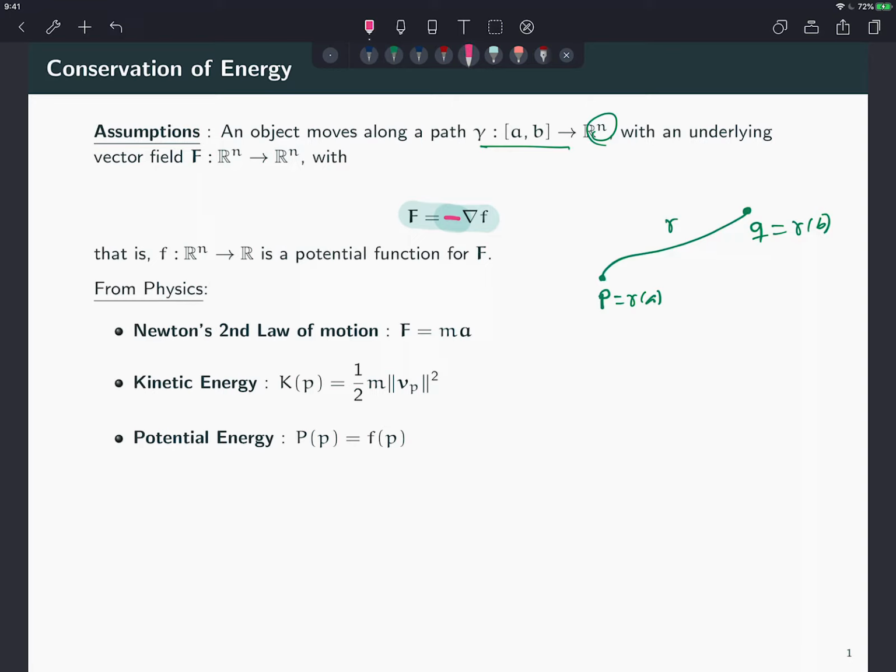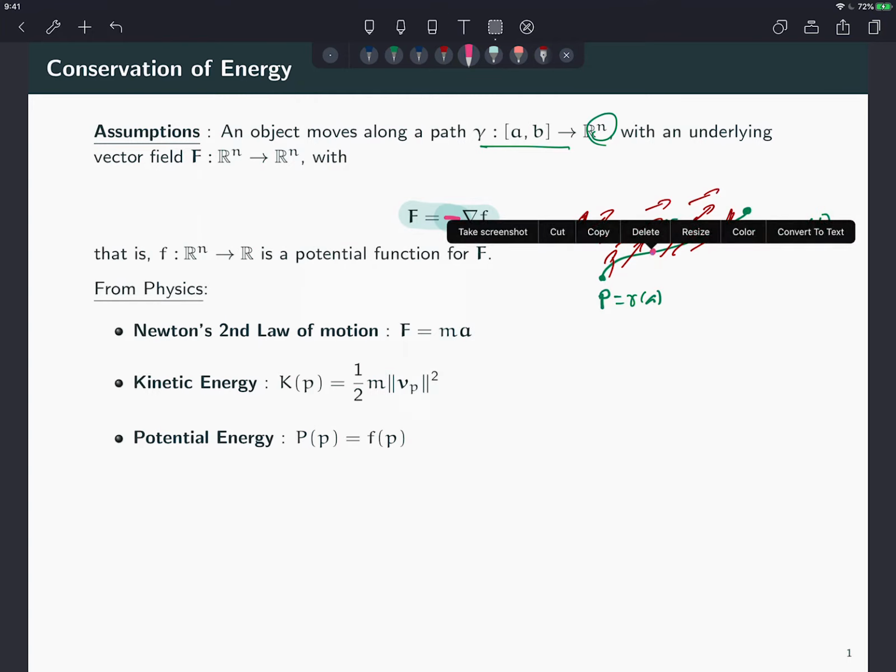So we're going to assume that we have a little point, a particle, that goes from the point P to the point Q with an underlying vector field. That means that there is a bunch of arrows in the background going here. You don't have to be in any special direction. So as this little particle moves along, let me grab a new one.